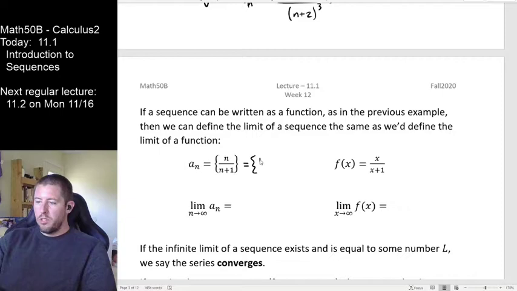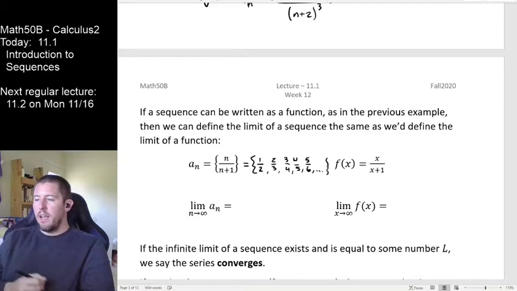The first term in the sequence should be 1 over 2, because if n is 1, we get out 1/2. If n is 2, I get 2/3. If n is 3, I get 3/4, 4/5, 5/6. And what we're asking ourselves is, what is this sequence tending towards? What value are we going to get if we let n tend off towards infinity?